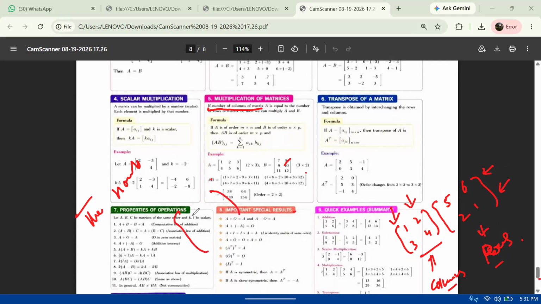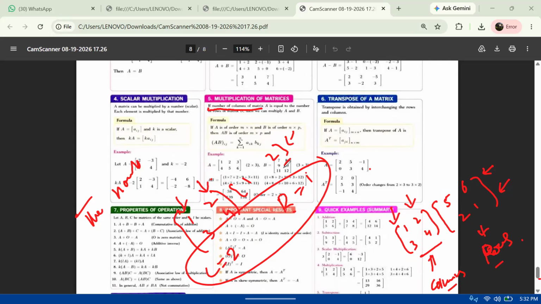But if you have a matrix of this form, like 1 2, in this case you have two columns but one row. So here the multiplication is not possible. For multiplication, the number of columns of the first matrix must be equal to the number of rows of the second matrix. So this is the condition.